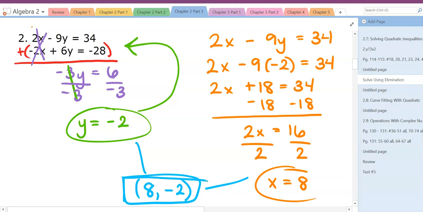I just want to add a quick note that if I didn't have one like this in here, but if you had a situation like if I had different numbers in front of my x's where they weren't the same number, you would have to multiply either one of the equations or both of the equations in order to get them to look the same.